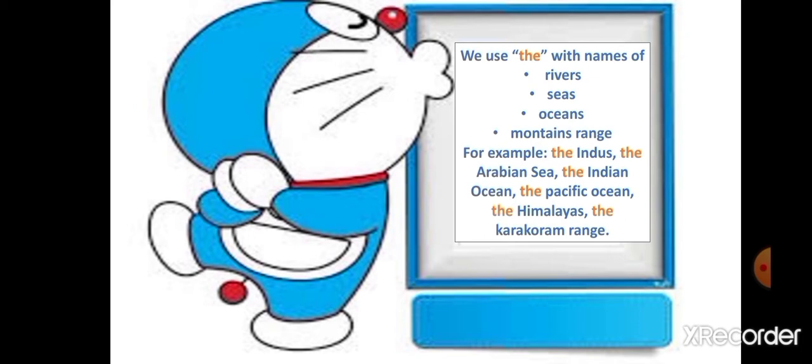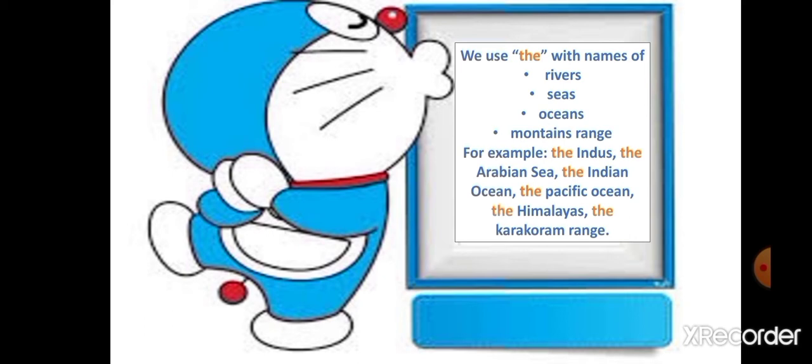So, for example, the Indus, the Jhelum, the Chenab. These are the names of rivers, so here we will put the before rivers. Now, if we take seas, we will put the before the name of the sea, like the Arabian Sea. Again, we will put the with the names of oceans. So, we will say the Pacific Ocean, the Indian Ocean, the Arctic Ocean.